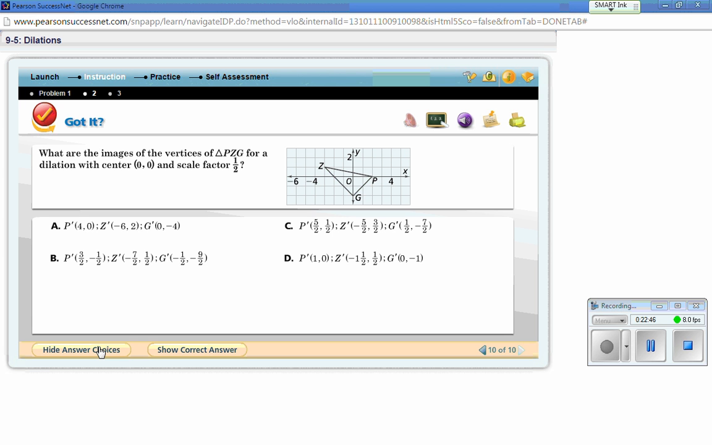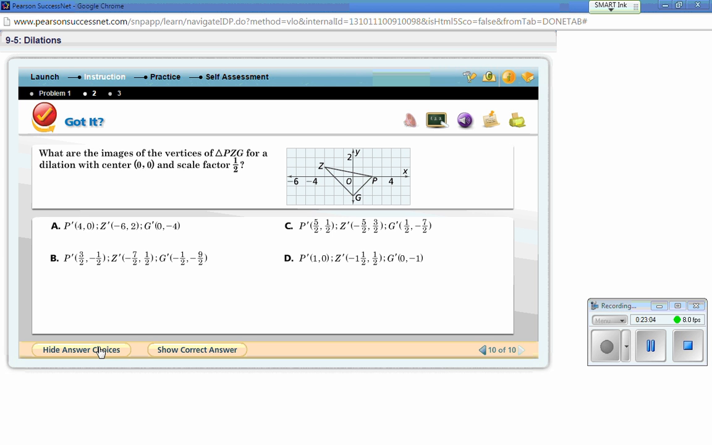I actually only had to do 1 point, and I figured out the answer. Which point did you guys do first? I did P first also. It was originally 2, 0, right? If I multiply that by 1/2, where am I? 1, 0. So what's the answer?